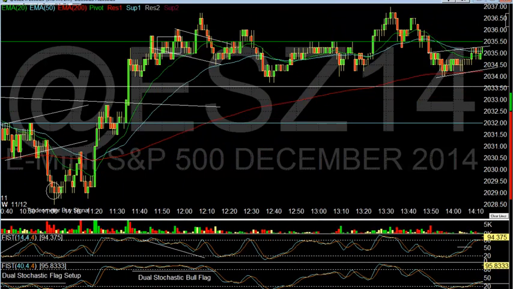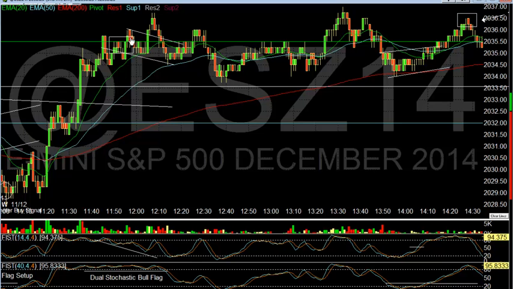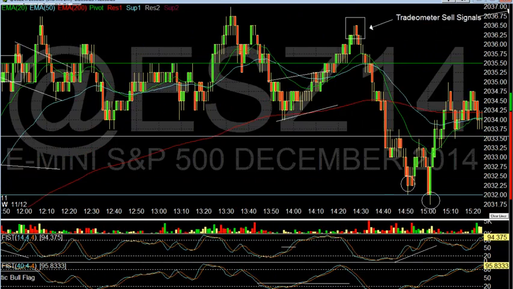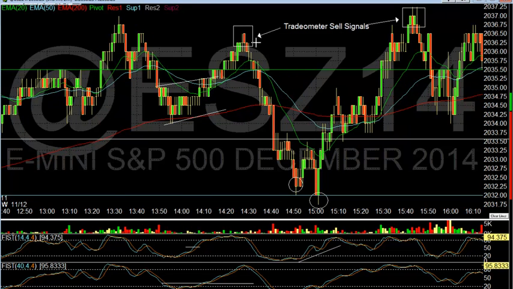And it looks like a tradeometer sell signal here, but a lot of chop went on here. Nothing really going on. It continues to bang up here, saying it's overbought. Tradeometer sell signal. It keeps on saying overbought. It did pull back here. And look at this divergence. This was a key divergence.